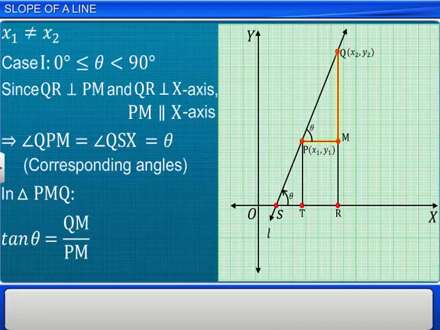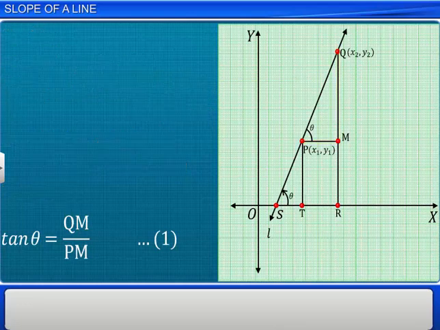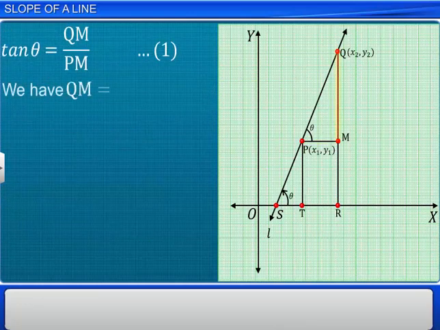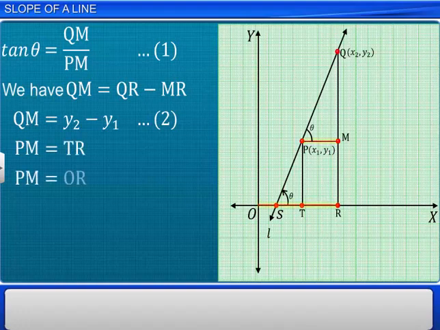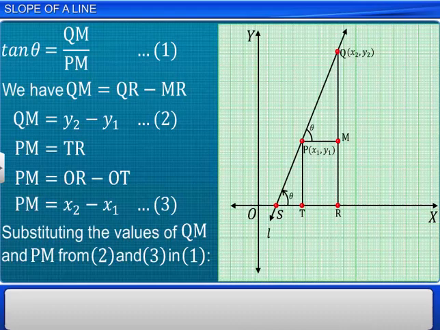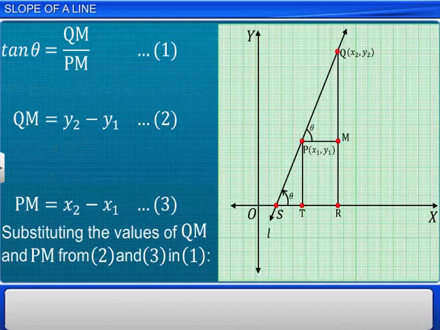Now, QM is equal to QR minus MR or Y2 minus Y1. Let this be equation 2. Also, PM is equal to TR. This means PM is equal to OR minus OT or X2 minus X1. Let this be equation 3. Substituting the values of QM and PM from equations 2 and 3 in equation 1, we get the value of tan theta as Y2 minus Y1 upon X2 minus X1.